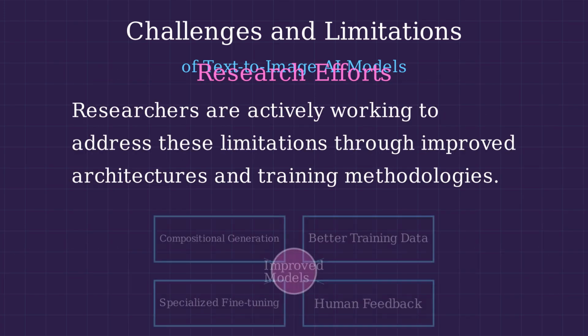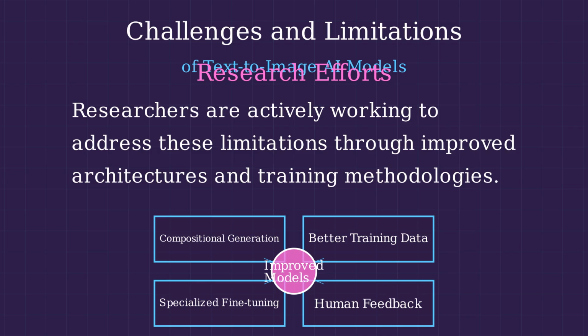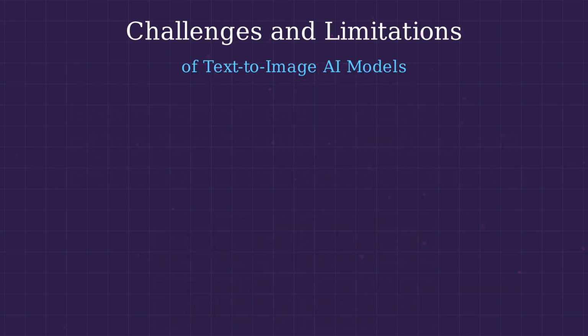Researchers are actively working to address these limitations through improved architectures, better training data, specialized fine-tuning, and incorporating human feedback loops. As these challenges are gradually addressed, the capabilities and reliability of text-to-image models will continue to improve, making them more useful for a wider range of creative and practical applications.